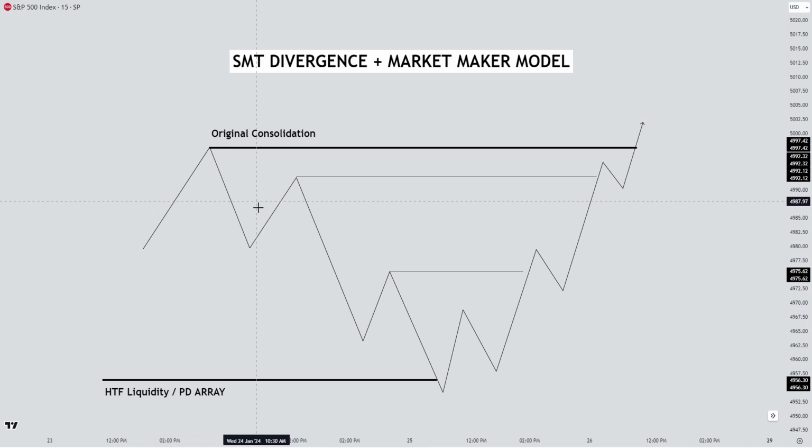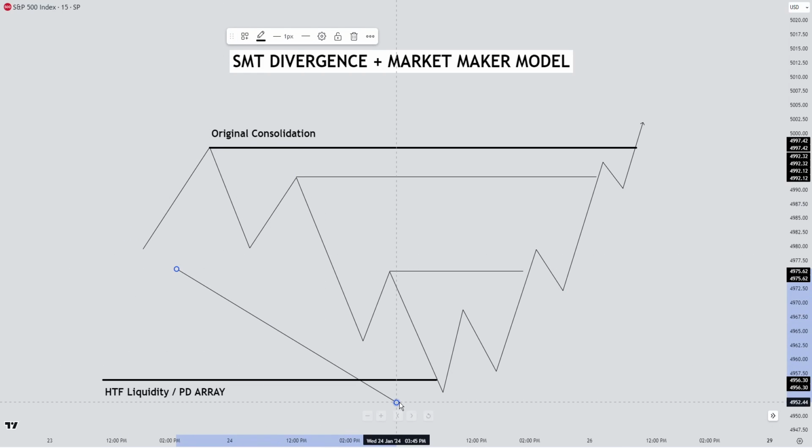Price creates an original consolidation where it's moving back and forth. It's just within a range. Then it moves away from that range. When it moves away from that range, this movement down is categorized as the sell side of the curve of a market maker buy model. So we have the original consolidation up here. We have the sell side of the curve when it moves down.